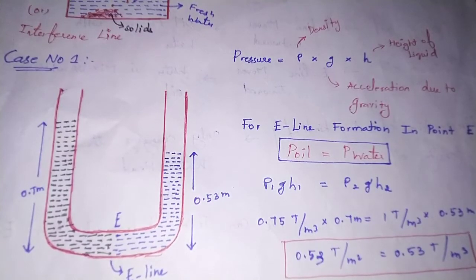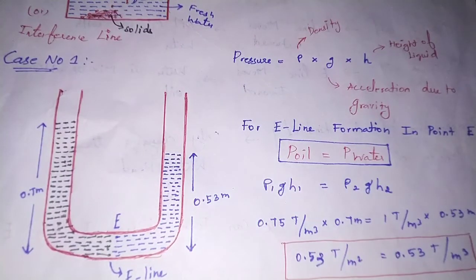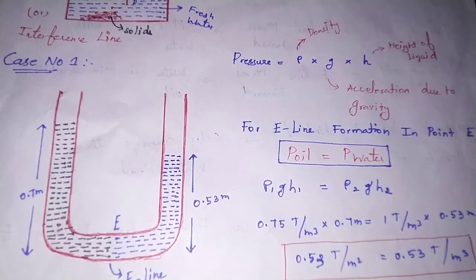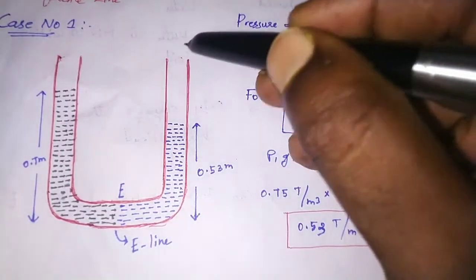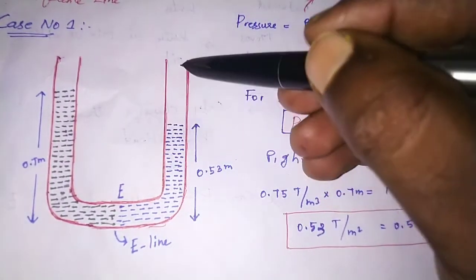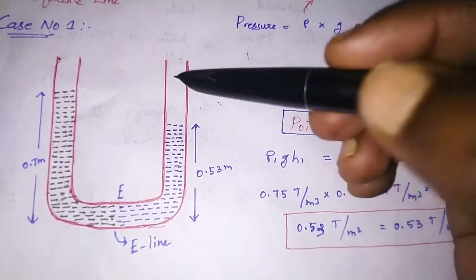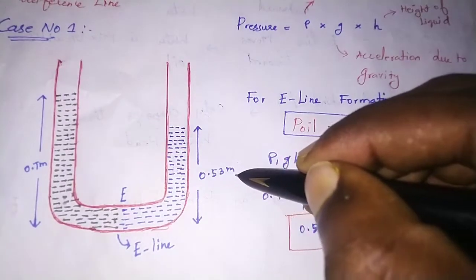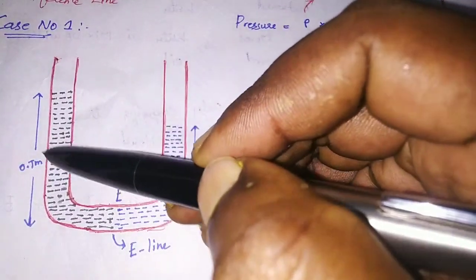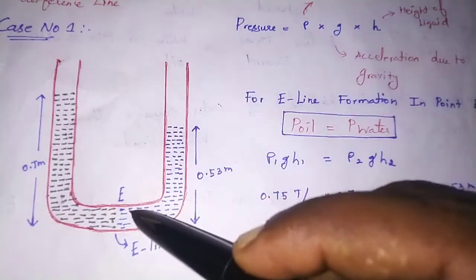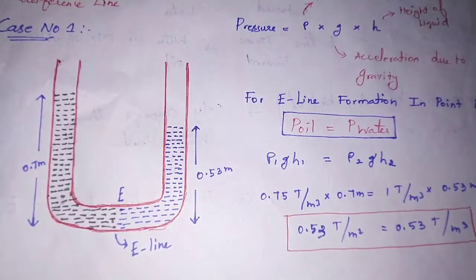For that I have taken one U-tube manometer. Both sides are exposed to atmosphere. Here one side is filled with water with a water head of 0.53 meter, and the other side is filled with oil with an oil head of 0.7 meter. Here you can see the E line is formed. Let's see how this E line is formed.